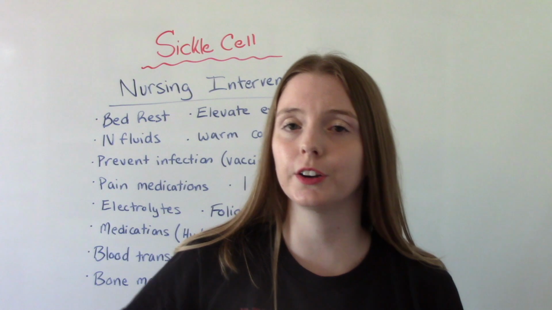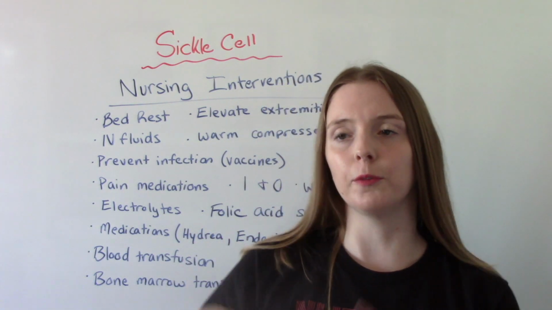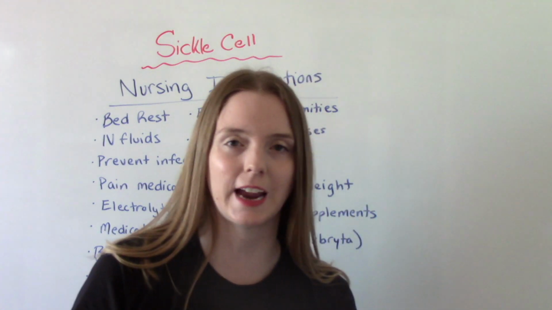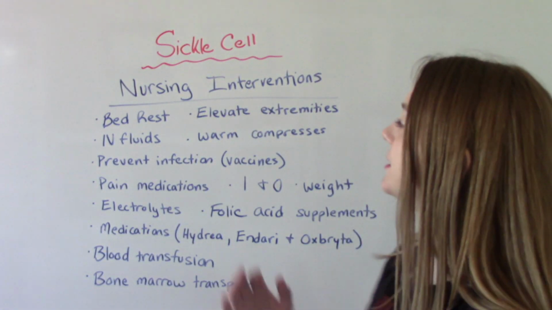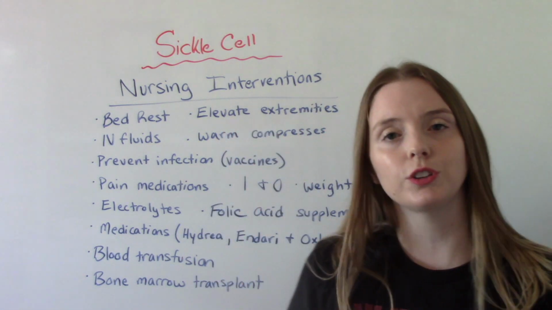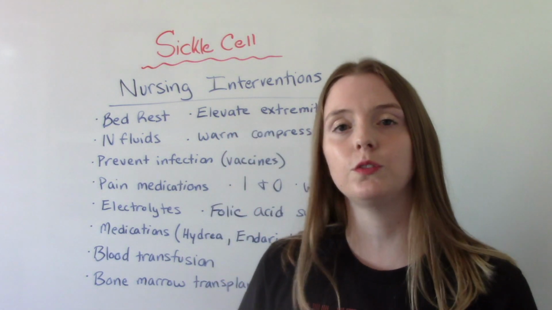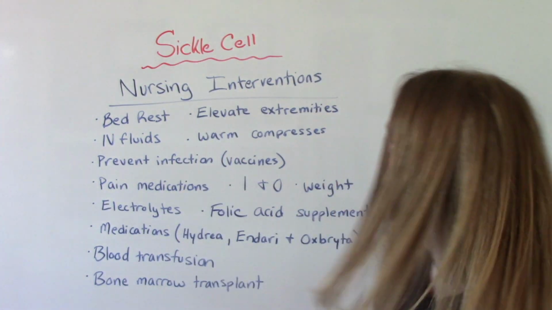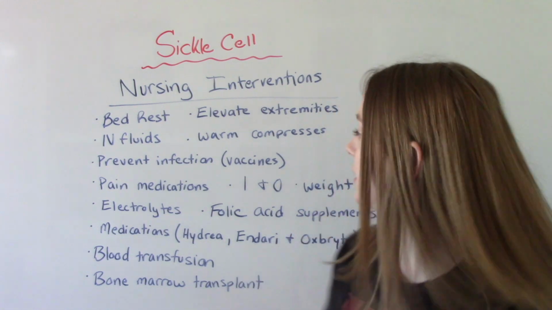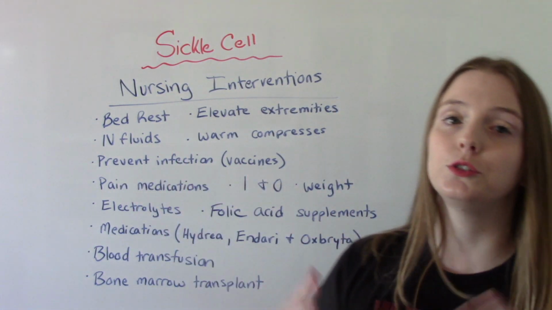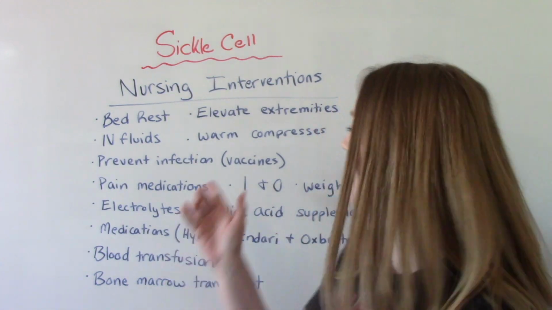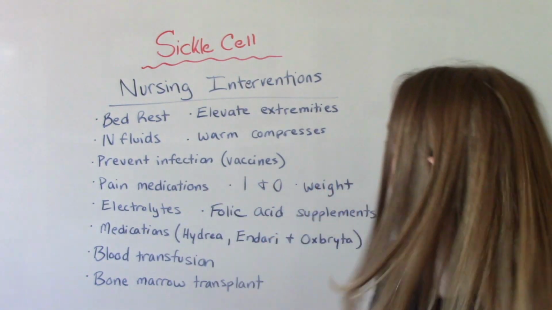When it comes to our nursing interventions, they are partly focused on preventing a crisis and treating a crisis when it's happening. So things like bed rest, IV fluids, elevating those extremities. We talked about the swelling of the hands and feet, so elevating those. Warm compresses, especially on areas that are painful to the patient. Doing our best to do things to prevent infection.